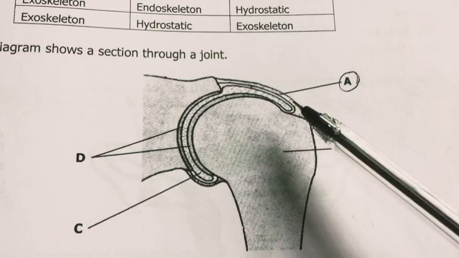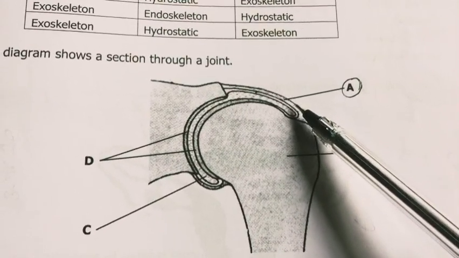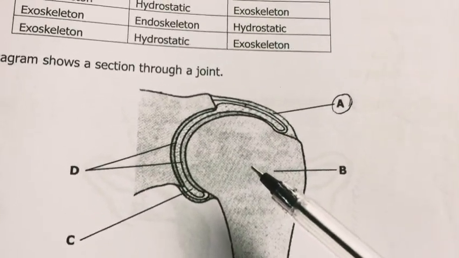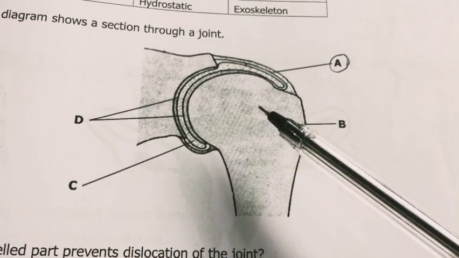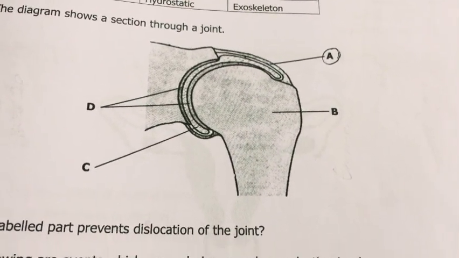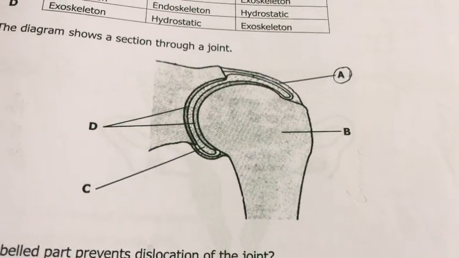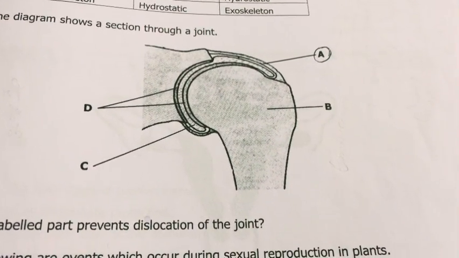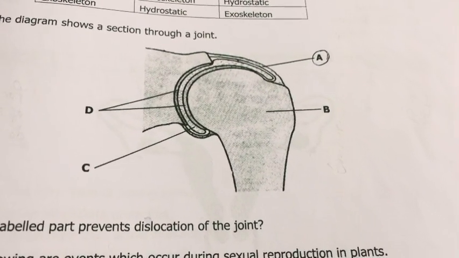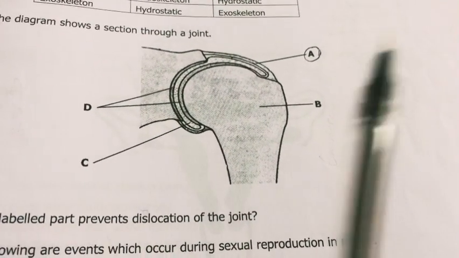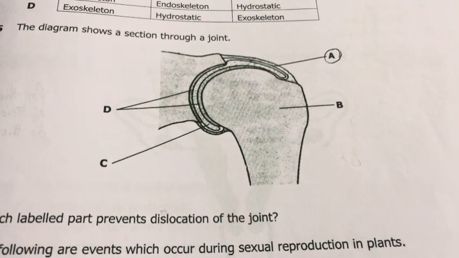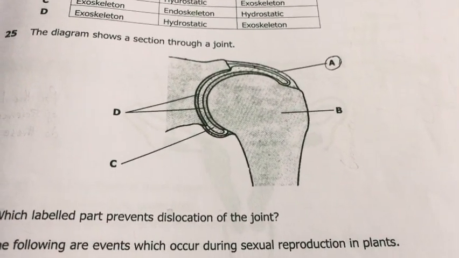So here, this should be our ligament, which is made of fibrous protein, which holds the 2 bones together, or creates a capsule that holds the joints together. Then D should be cartilage, whose function is to absorb shock, and apart from that, it is soft and flexible, and it is smooth, therefore prevents friction. And then C, this part here, is synovial fluid, which lubricates the joint. Then B, of course, is a bone.